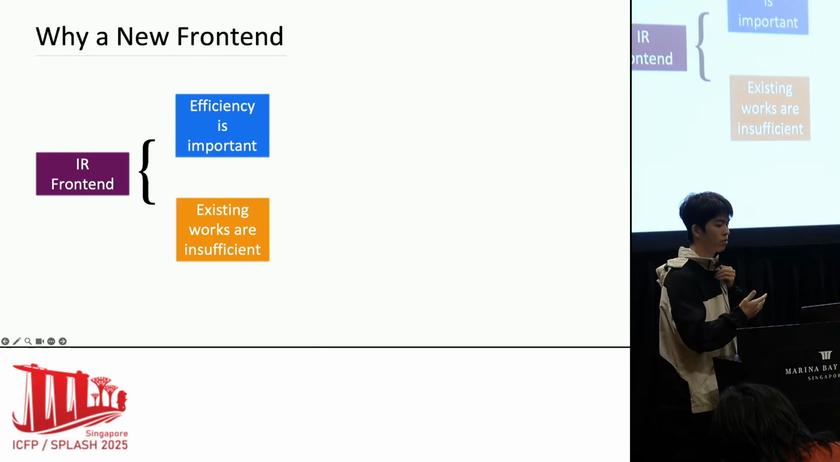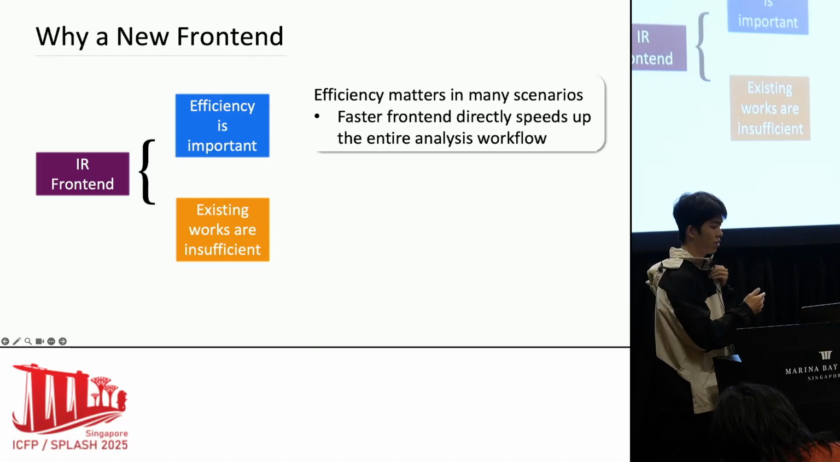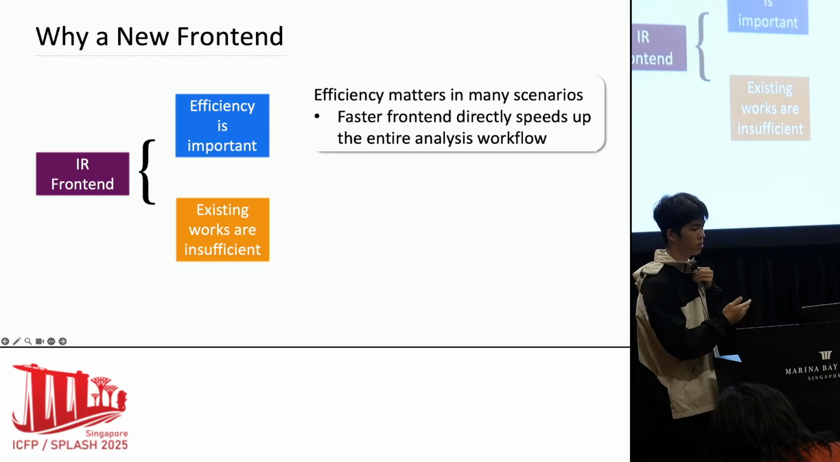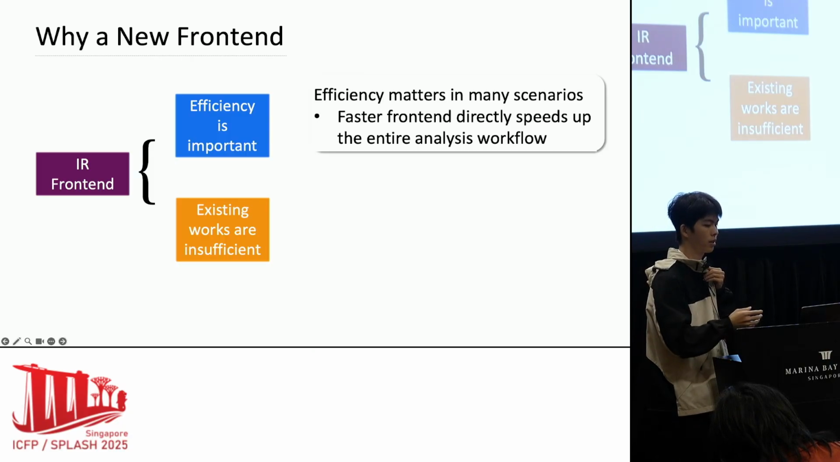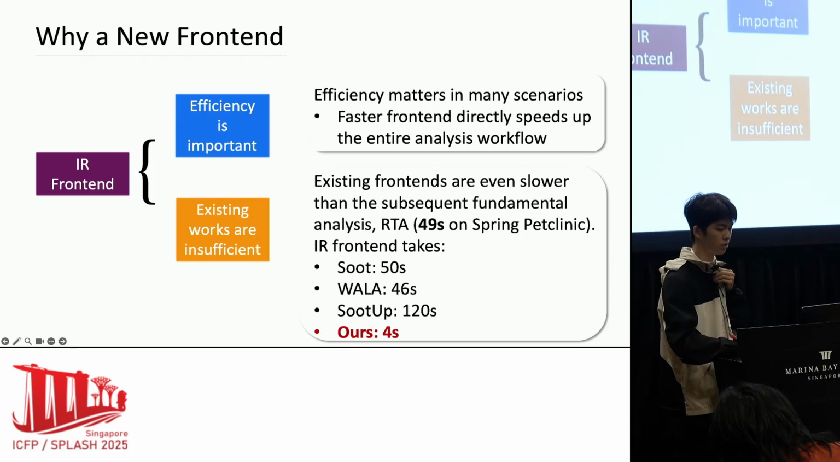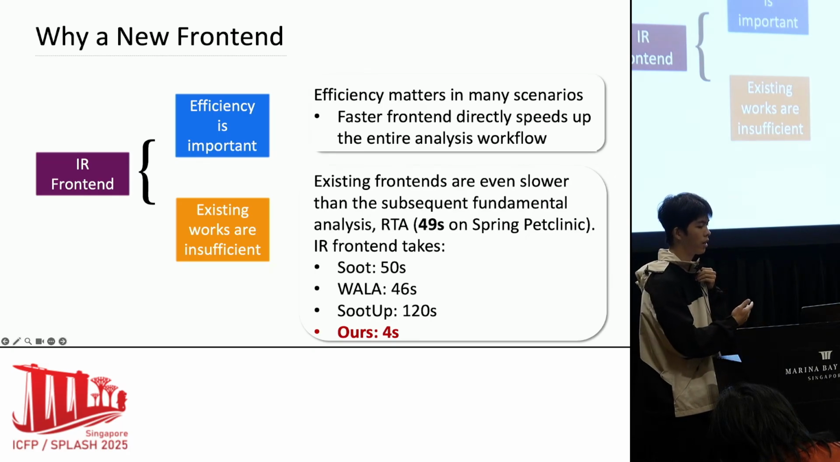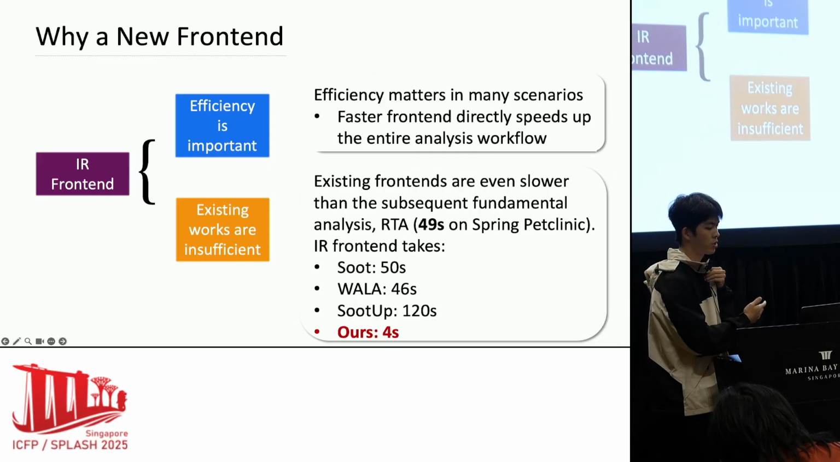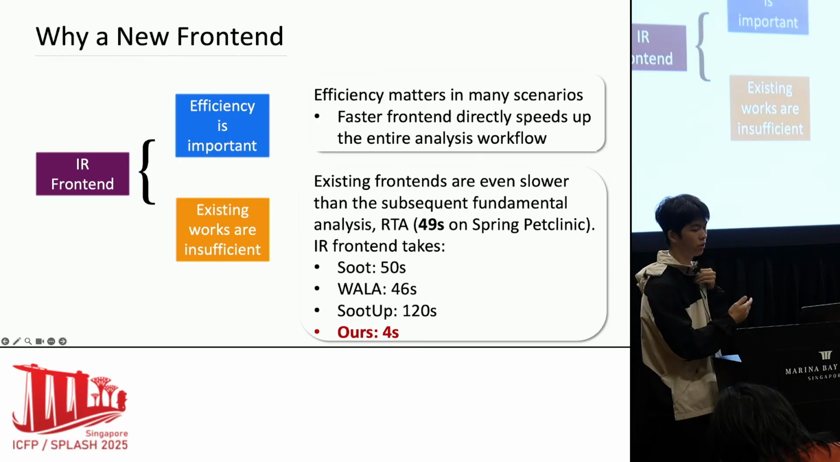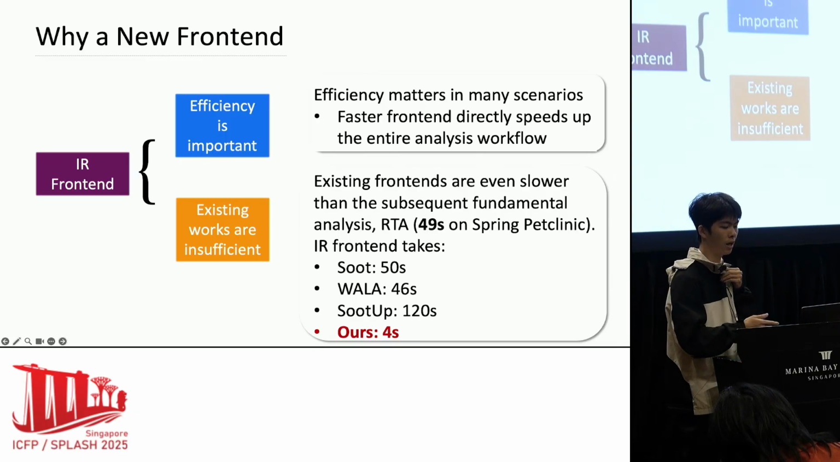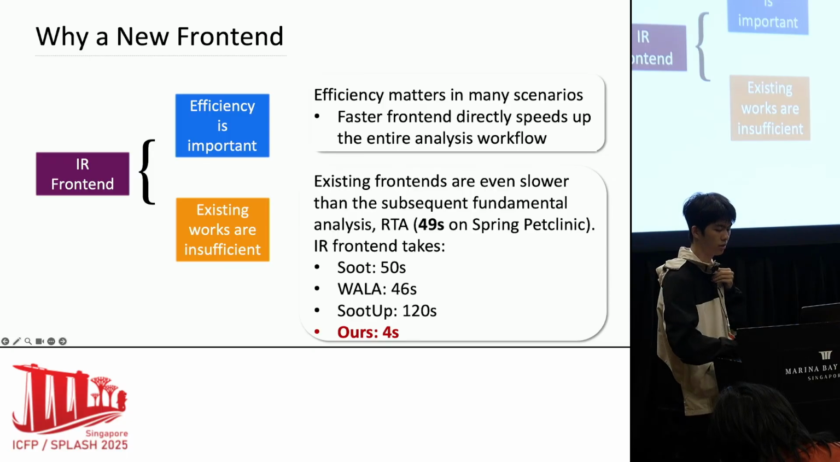So why do we need a new frontend? Efficiency matters. In many cases, researchers want to run analysis quickly and get results fast. A faster front end directly speeds up the entire analysis workflow. However, the existing works are still too slow. Existing front ends are even slower than the subsequent fundamental analysis. Like RTA takes only 4 seconds on a benchmark, where current front ends take 49 seconds just to translate the IR.